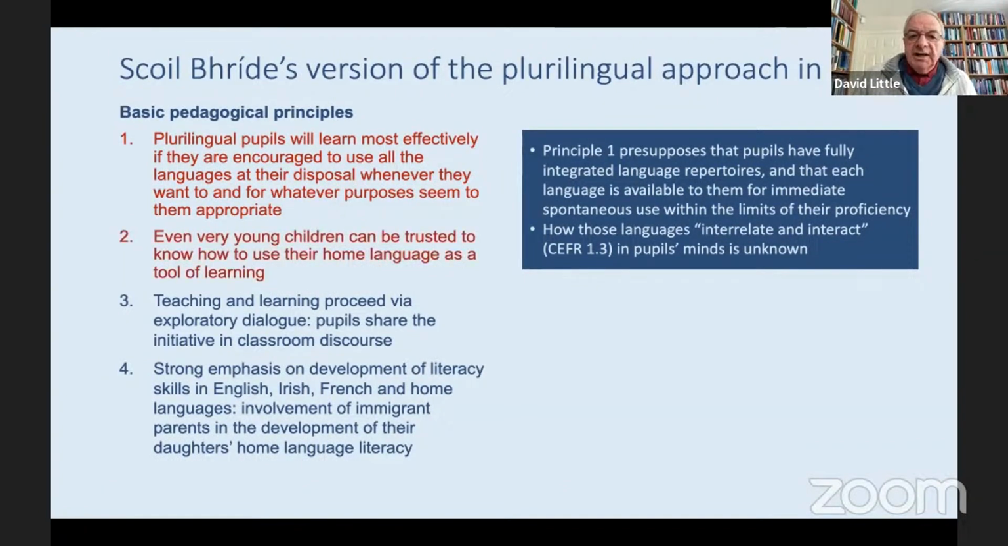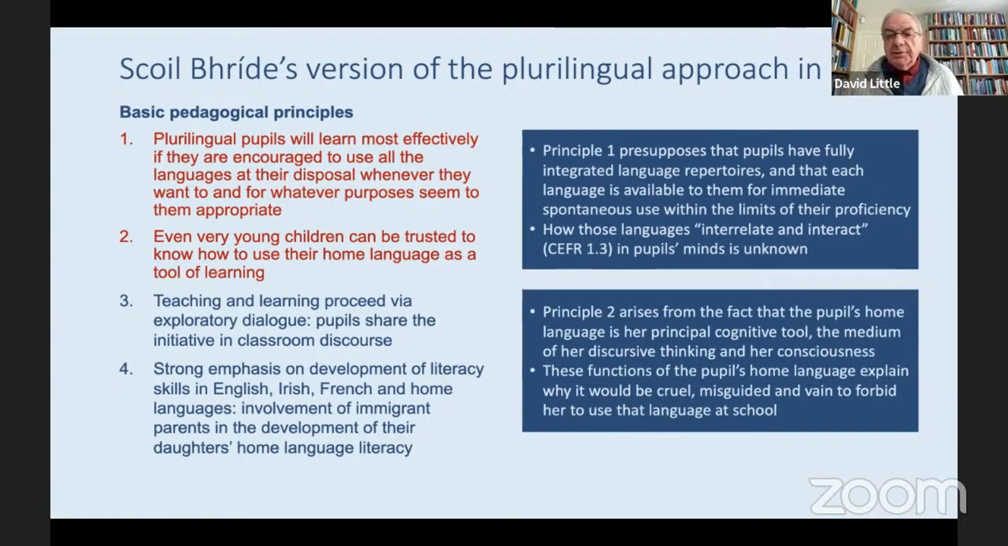Principle 2, even very young children can be trusted to know how to use their home language as a tool of learning. This principle arises from the fact that the pupil's home language is her principal cognitive tool. It's the medium of her discursive thinking and of her consciousness. And these functions of the pupil's home language explain why it would be cruel, misguided, and vain to forbid her to use that language at school.